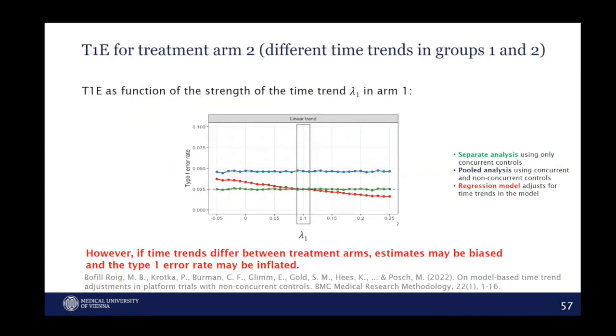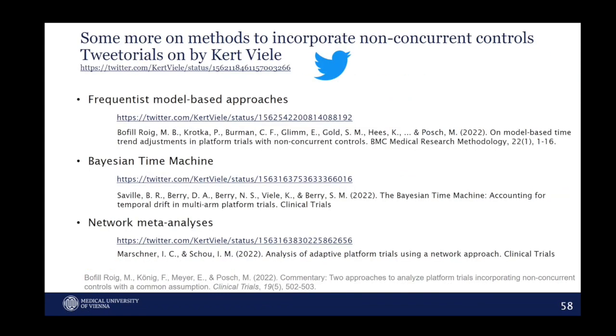However, the bad news is if the time trends differ between treatment arms, the estimates are biased, and then also for the regression model, the type 1 error might be inflated. So this only holds if you are willing to assume that the time trends are similar in all groups. And I really don't know how realistic it would be to assume that the time trends differ between treatment arms. So here you can see the reference to the paper where there's a more in-depth discussion.